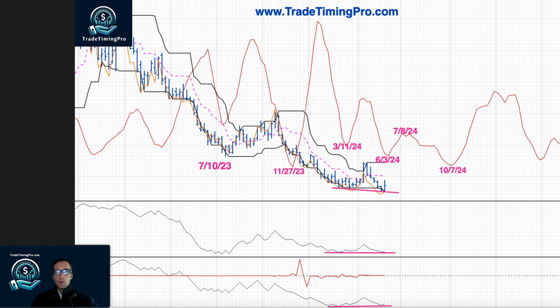This particular one we're going to do weekly and then hop down to daily. On the bottom two panels here we have your typical accumulation distribution line, and then an on-balance volume indicator at the very bottom panel.